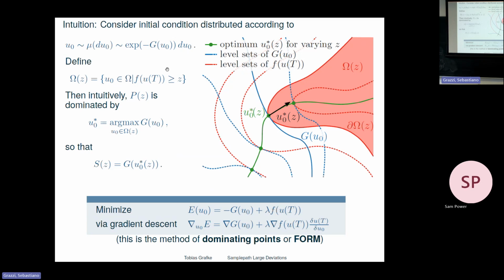That's what I would need to do. The blue field gives me the probability of any observable, of any initial condition, and the red set gives me all initial conditions that observe the certain rare event. So I need to integrate blue over the red area.